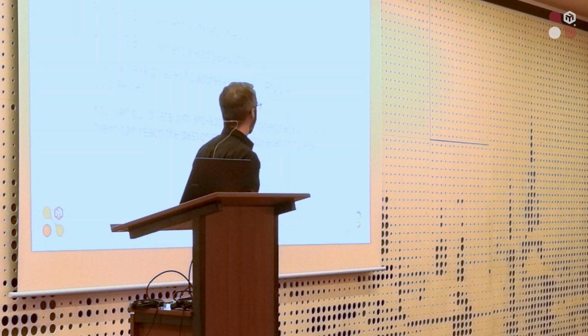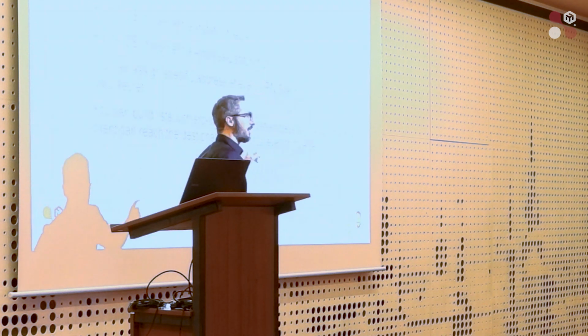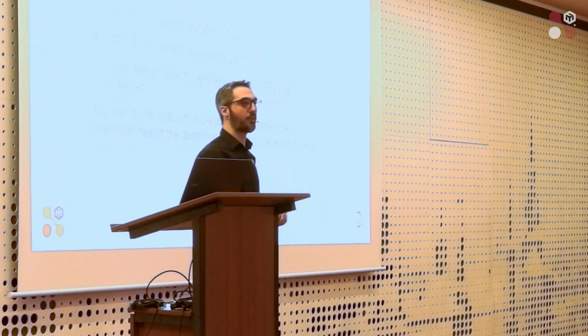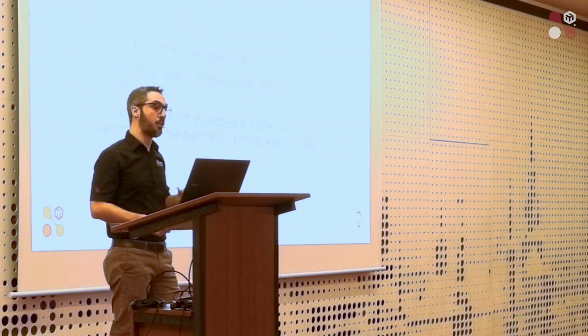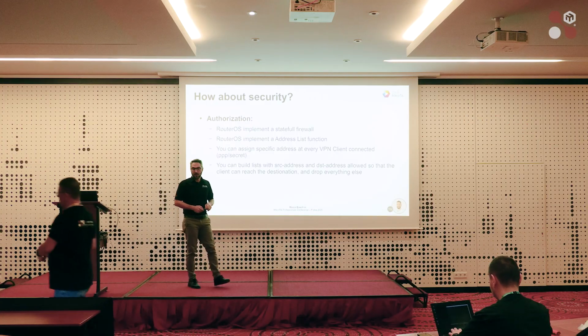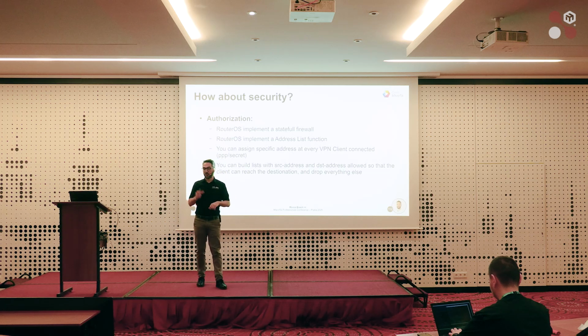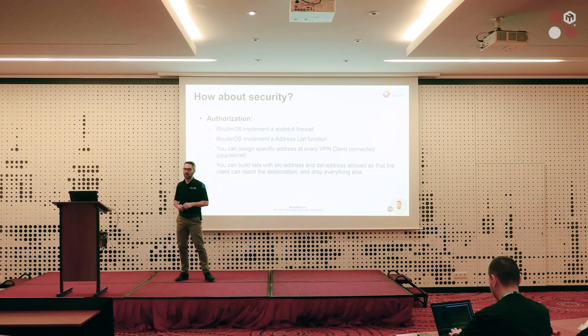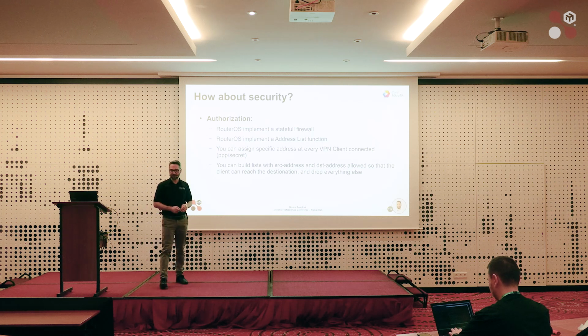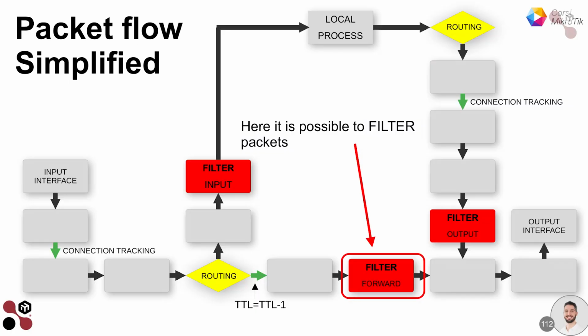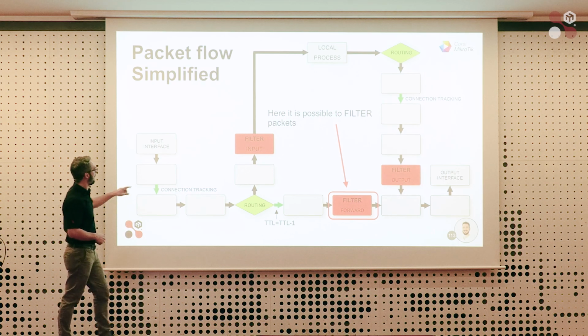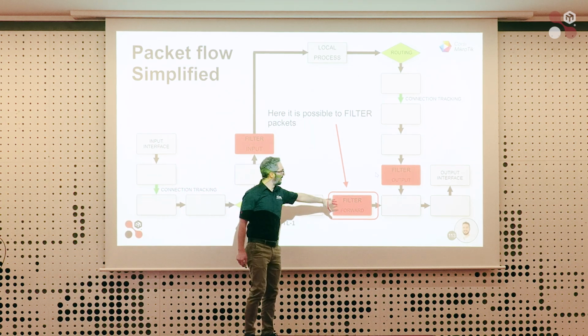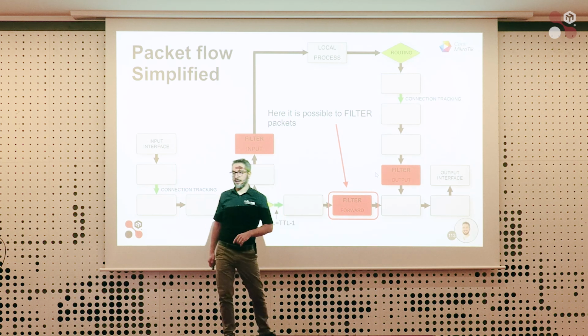And this is the reason why I chose to use a specific IP in the PPP secret configuration and not the pool, for example. You can build a list with source address and destination address, so that the client reaches the destination and drops everything else. This is the packet flow with the IP firewall filter functionality. This is where you can do the filtering.